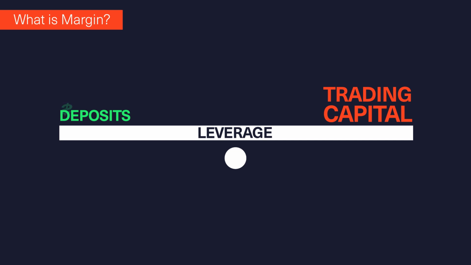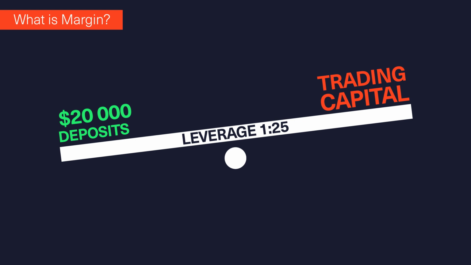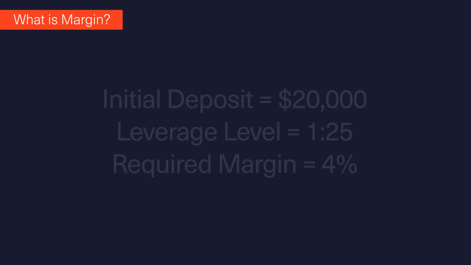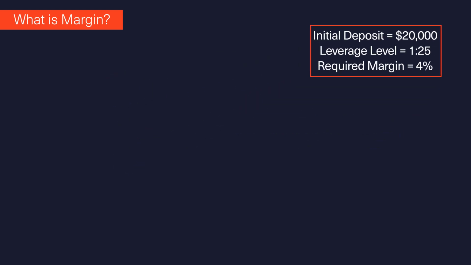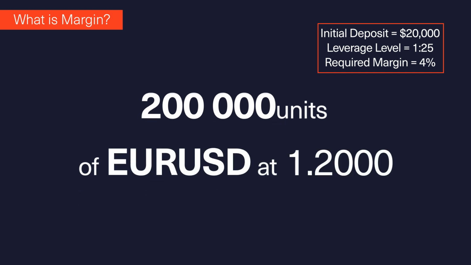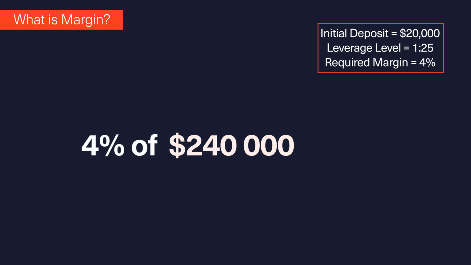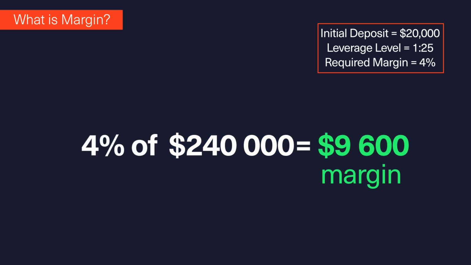Let's look at this example. A trader deposits $20,000 in an account with leverage 1 to 25. The broker has set the margin at 4%. What does this mean? If the trader buys 2 lots of Euro/US dollar at 120, you can calculate the margin like this. He must have $9,600 in his account in order to keep his open position. Simple.